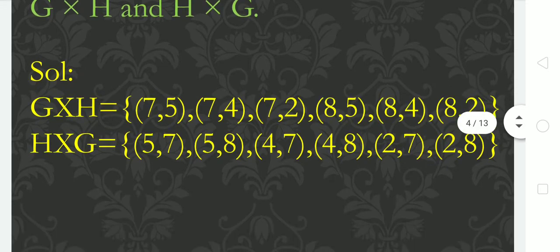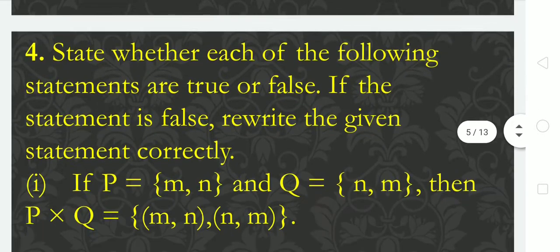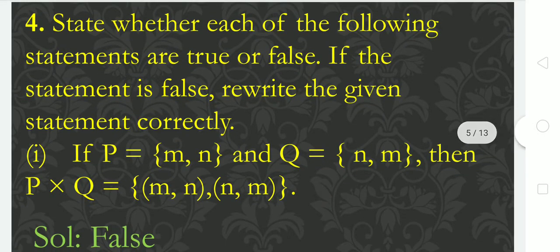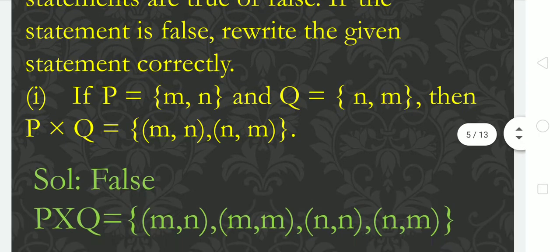Now next, state whether each of the following statements is true or false. If the statement is false, rewrite the given statement correctly. If P is equal to {m, n} and Q is equal to {n, m}, then P cross Q will be {(m,n), (n,m)}. This is false because P cross Q will have 4 elements, not 2 elements. So the right statement will be {(m,m), (m,n), (n,n), (n,m)}.